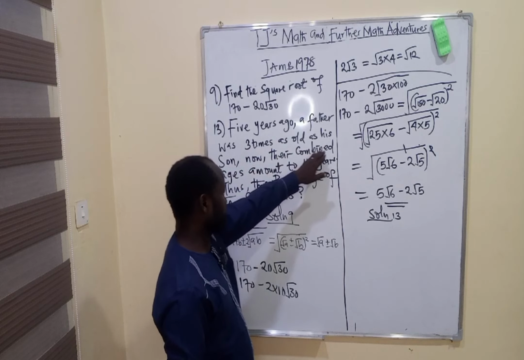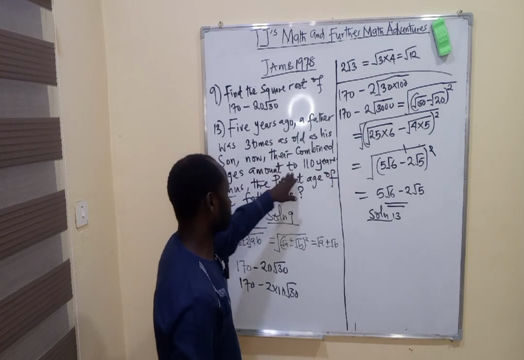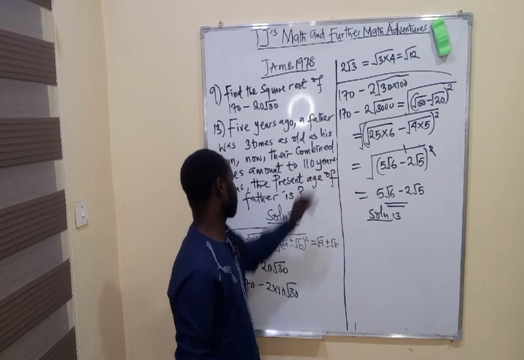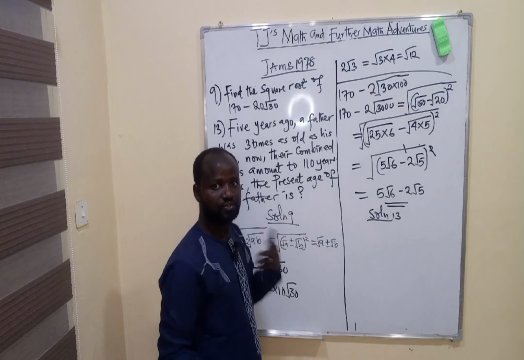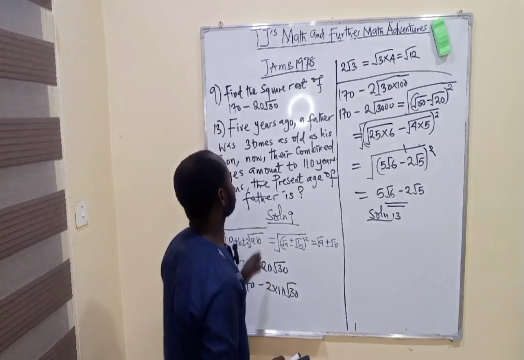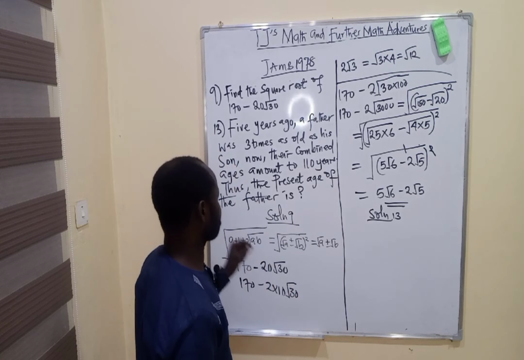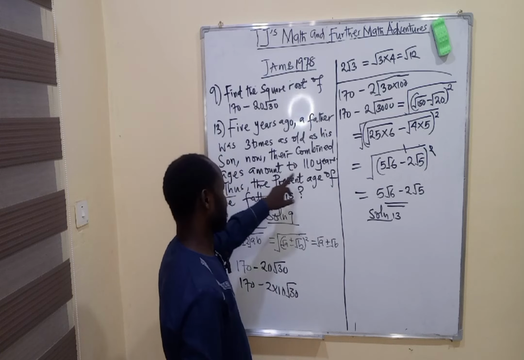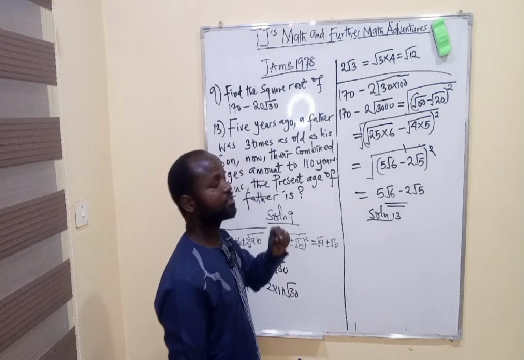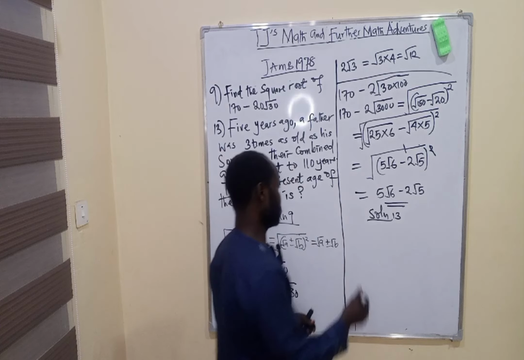Now, their combined ages amount to 110 years. Thus, the present age of the father is what? 5 years ago, a father was 3 times as old as his son. Now, their combined ages amount to 110 years.